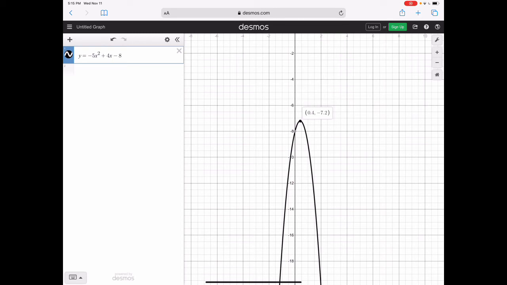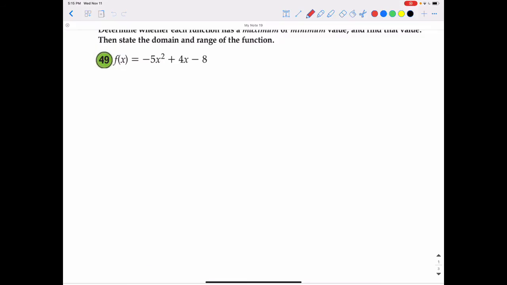So that means, again, we have a maximum value because the vertex is at the top of the graph. And the y value at that point is negative 7.2. So my answer would be that we have a maximum again, and it's at negative 7.2.